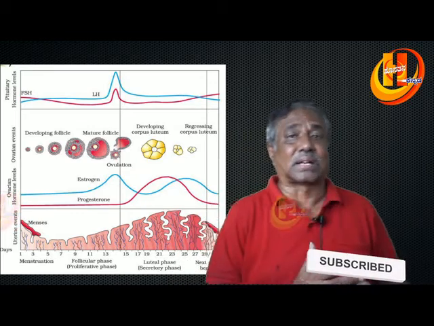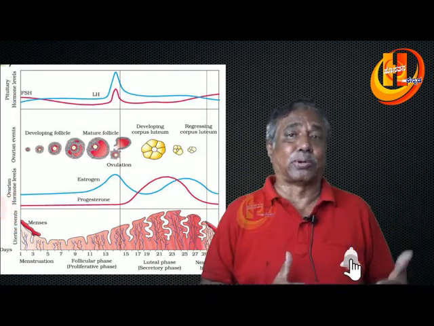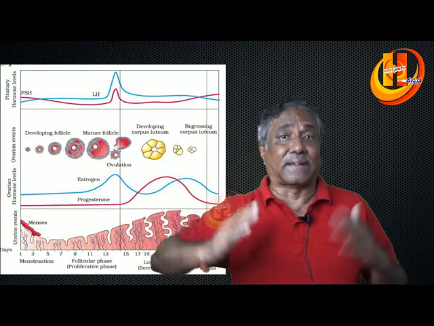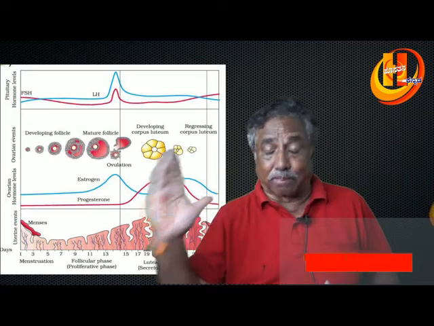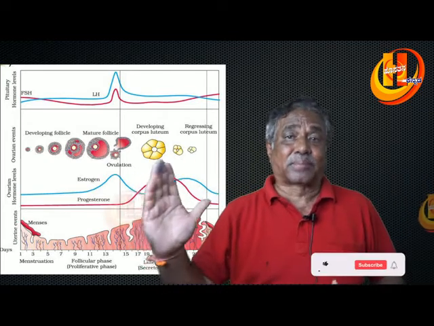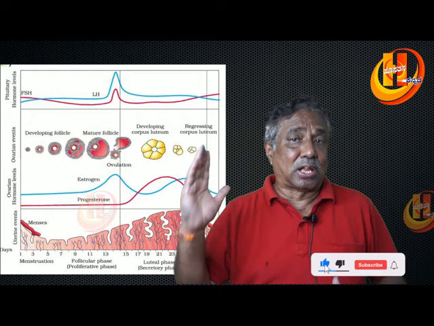Whereas in the other countries it is from 17 to 45 to 50, 17 to 50 years. Menarche and menopause, the cessation or the ending of this menstrual cycle.